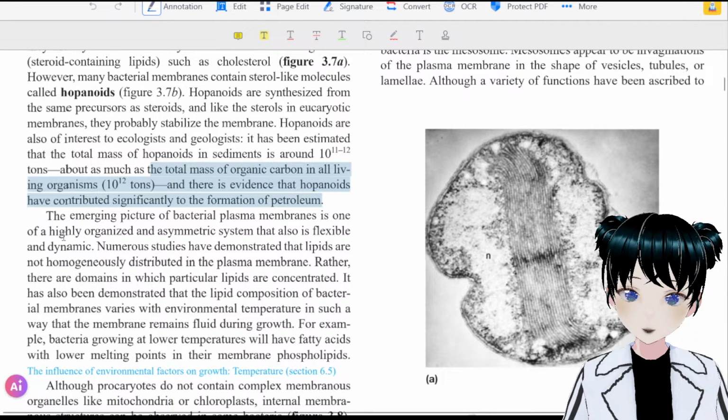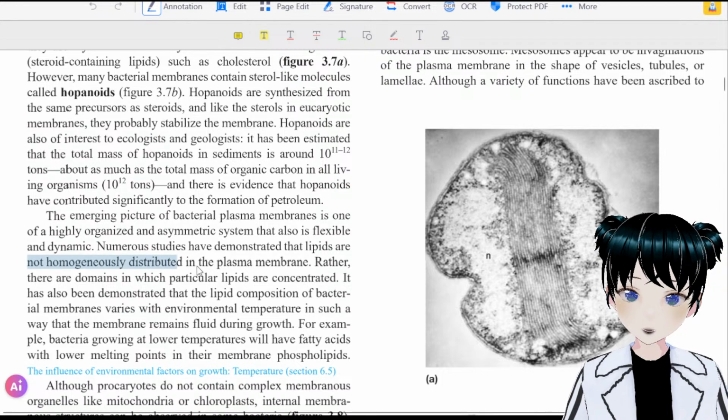Now, the emerging picture of the bacterial plasma membrane is one of a highly organized and asymmetric system that is also flexible and dynamic. By asymmetric, they mean that the two halves won't look the same. The right side of the membrane won't look like the left side of the membrane, because the proteins and the lipids are floating in them. So of course they will have different concentrations in one area than the other, and that makes it flexible and dynamic. Even in the same species, the bacteria will have a little bit of difference in their cell membrane.